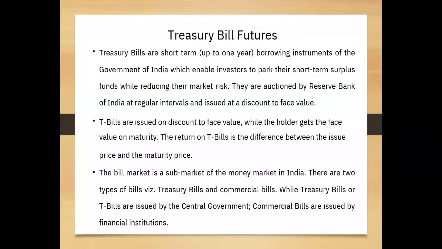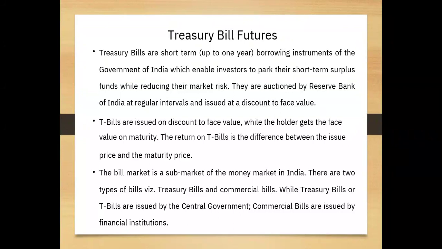Treasury bills are short term borrowing instruments of the government of India, which enable investors to park their short term surplus funds while reducing their market risk. T-bills, also known as treasury bills, are issued at a discount to the face value, while the holder gets the face value on maturity. You may ask, what is the benefit out of it? Treasury bills are issued at a discount. If the face value is 100 rupees, it is issued at a discount at 80 rupees, but at the time of maturity you are going to get 100 rupees. That is the maturity price.